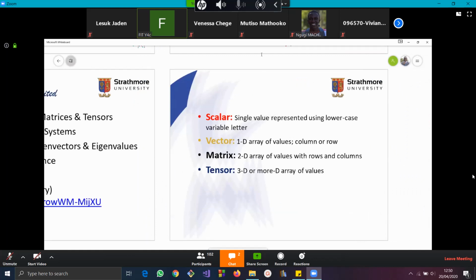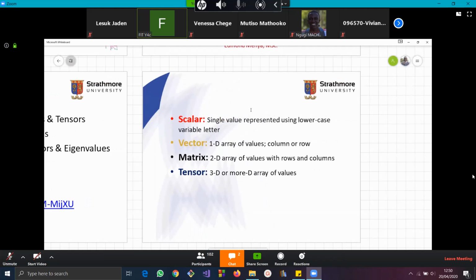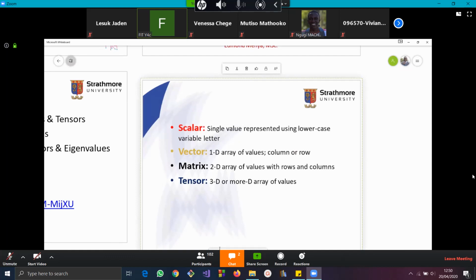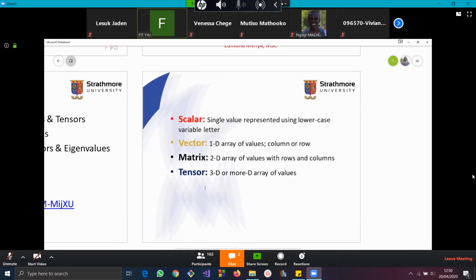Scalar, we'll call it a scalar. It's a single value. It's usually a single value. So for example, maybe a 2 or a 3, or a letter B. Usually a scalar is just a value, and so on.